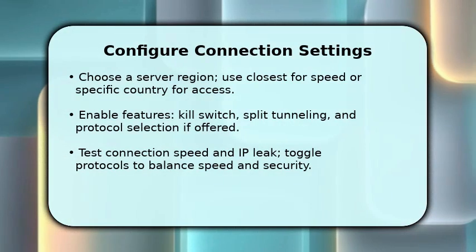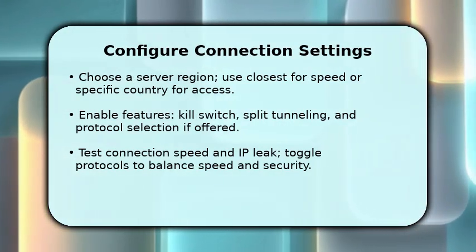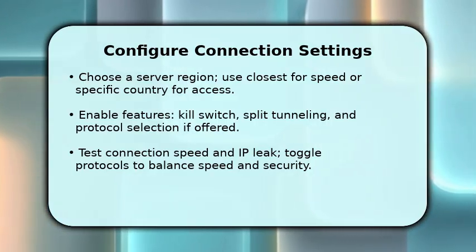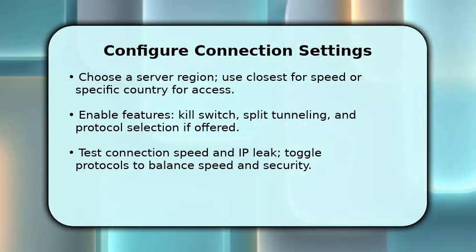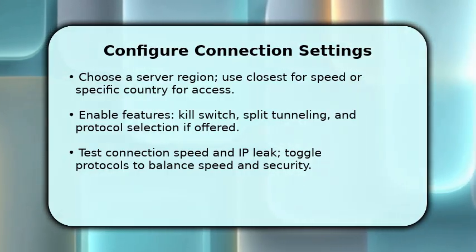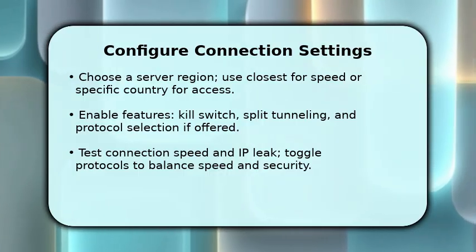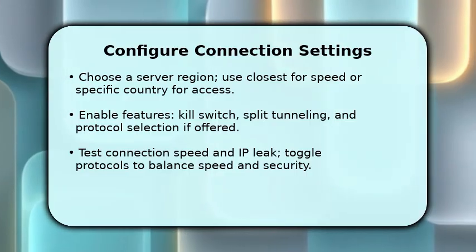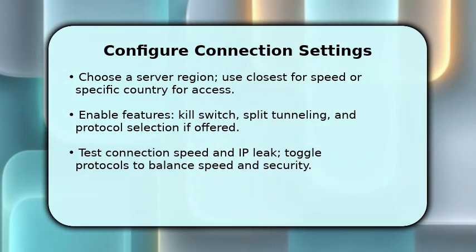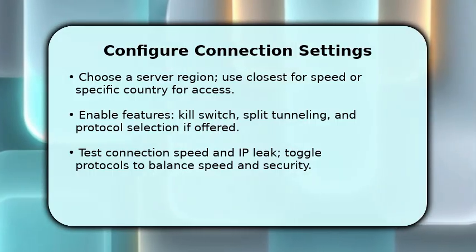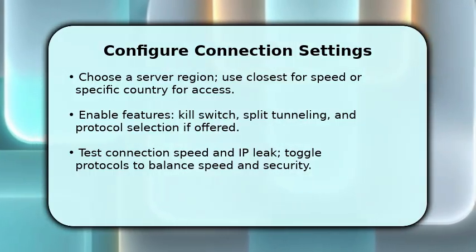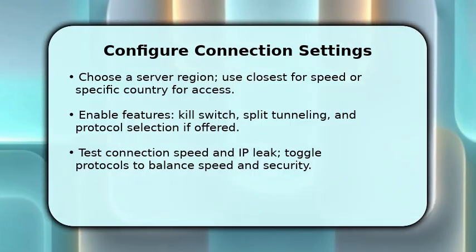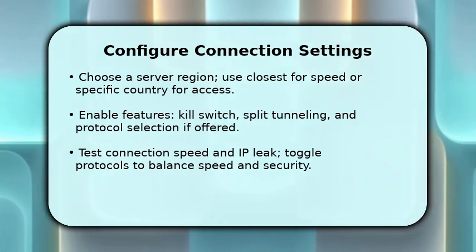Now configure how the VPN connects and what it protects. You pick a server region, nearby for speed, or a target country to access geo-restricted content, and then enable critical protections like the kill switch so traffic stops if the VPN drops. Turn on split tunneling when you need only certain apps routed through the VPN. Adjust protocol choices to favor speed or stronger encryption. After changing settings, run a quick speed and IP leak check so you confirm the configuration behaves as you expect.